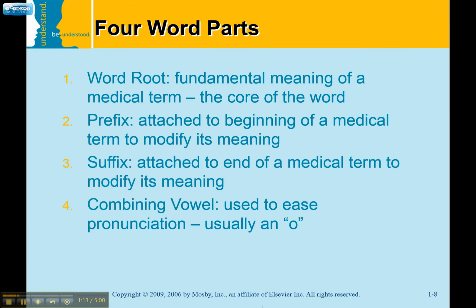So the four parts, you will see this again and again and again on a test. I'm going to ask you what's the prefix, what's the suffix. So understand the prefix comes first, the suffix after, and as you can see right here, the combining vowel is usually an O.